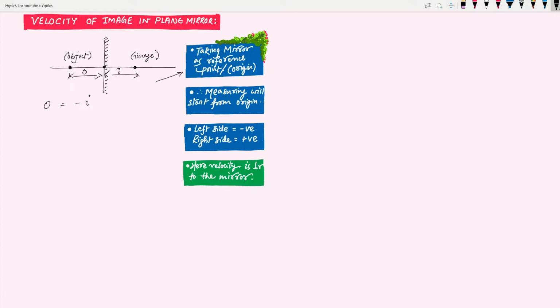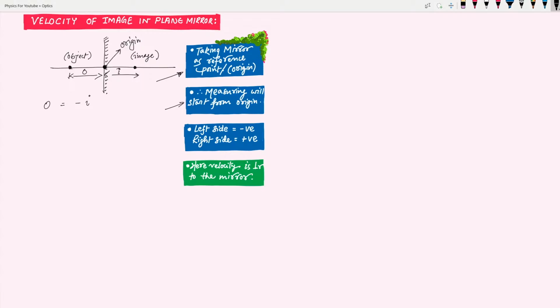Let's understand these points that I have written down in bullets, that is, important points. We have taken the mirror as the reference point. So our mirror is the reference point, or we can say this is the origin, okay? Therefore, if this is the origin, then measuring will start from the origin. Therefore, anything we measure, that is the distance from the mirror to the object, and the distance from the mirror to the image, will be measured starting from the origin, okay?